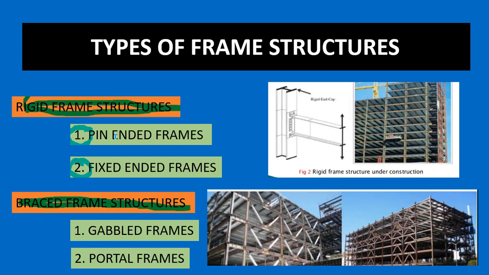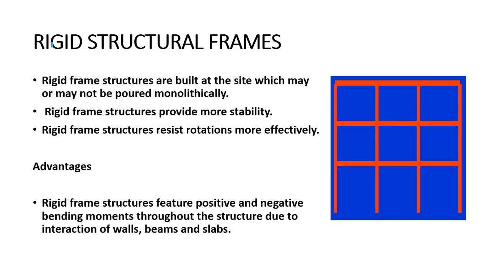Pin-ended frames are the frame structures where we use pins at the bottom. Kita ada penyambungan dengan pin. Manakala fixed-ended, dia fix pada bahagian bawah tu. Nanti kita tengok sama-sama. And braced frame structures are divided into gabled frames and portal frames. So we're going to look one by one. Braced is kind of like braces. We wear braces, kan. Nanti kita tengok sama-sama.